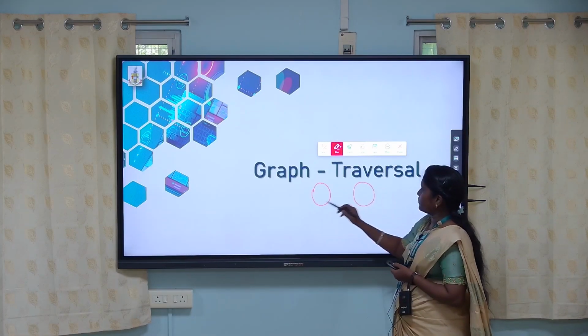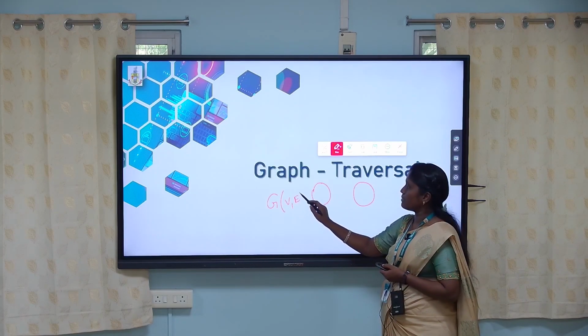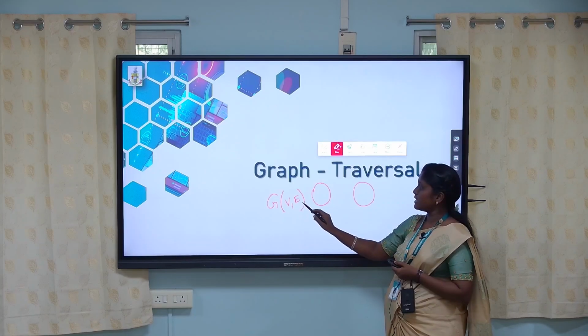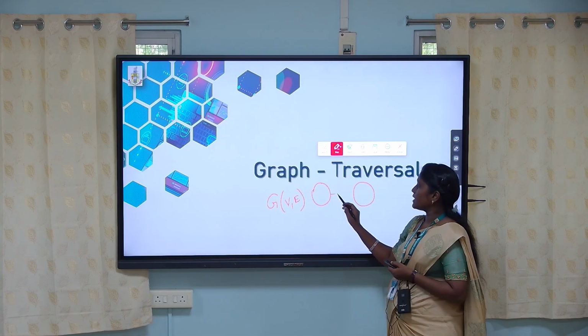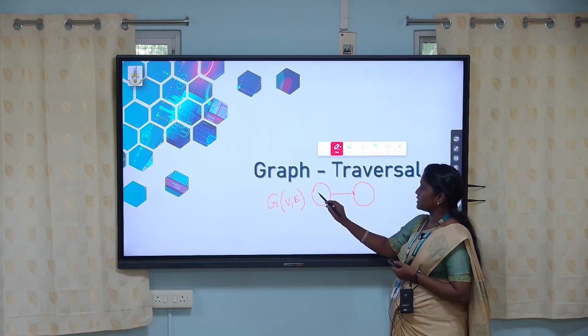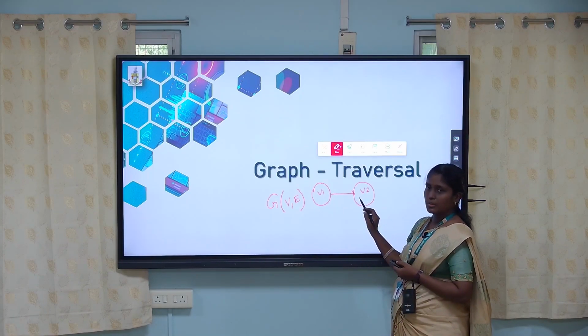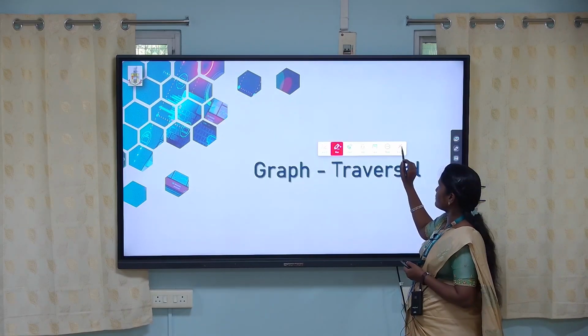Graph traversals. Before moving on to graph traversals, a graph is a set of ordered pairs which consist of vertices and edges. So G(V, E) is the representation of a graph, where V represents the vertices and E represents the edges. E is the edges, which is the connection between two vertices. So this is vertex 1 and this is vertex 2, and the connection between these two vertices we call an edge.